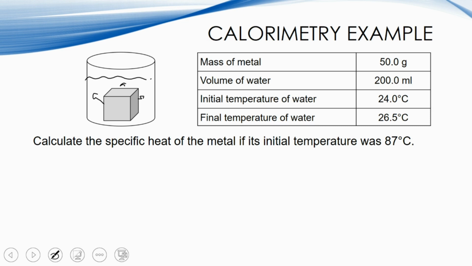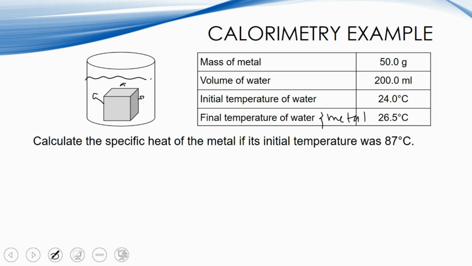So that resulted in an increase of the temperature of the water and a decrease in the temperature of the metal. Now, we are told that the mass of this metal was 50 grams, the water volume was 200 milliliters, the initial temperature of the water was 24, and the final temperature of the water was 26.5. And I should say here, it says final temperature of the water, but because the metal was introduced into the water, that actually represents also the temperature of the metal, because we have the idea of thermal equilibrium. Eventually, both the metal and the water will have that final temperature of 26.5.